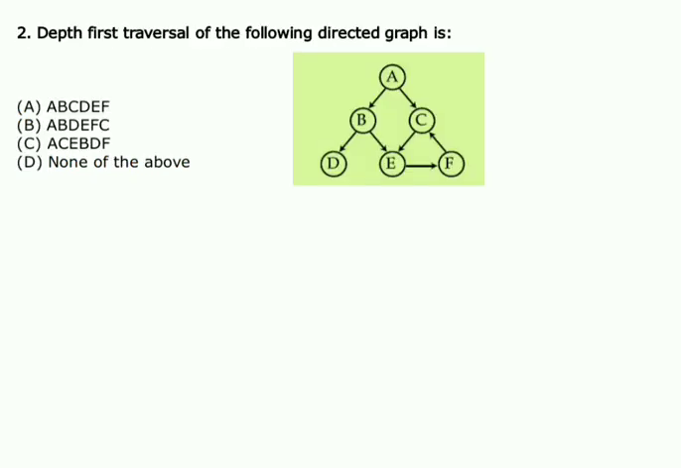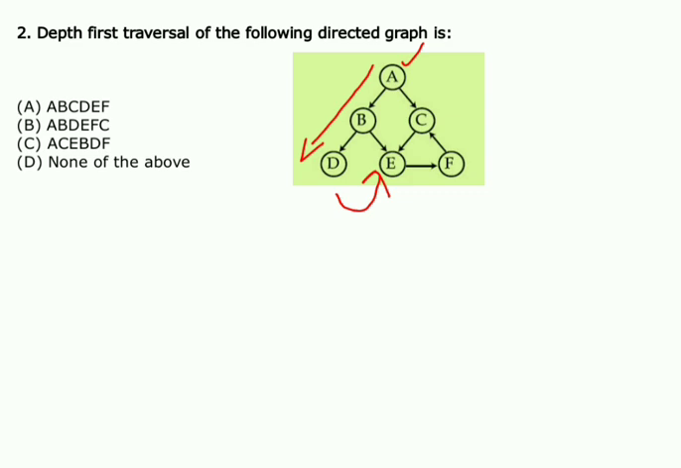Next, DFS of the following directed graph. We need to find out the DFS path of the given graph. In the depth first traversal, we will start traversing from the root node. Traversing means searching. We will start searching from the root node to the child node until we find the particular element that we are searching for. If that particular element is not found in this path, after reaching the child node, we will again search the remaining path. That is the DFS traversal.